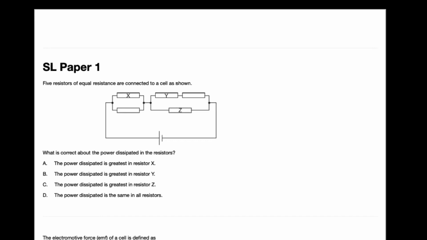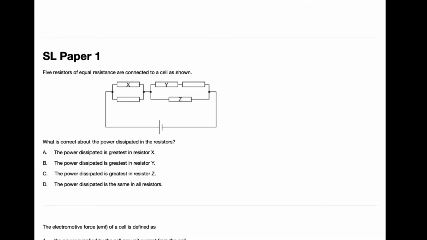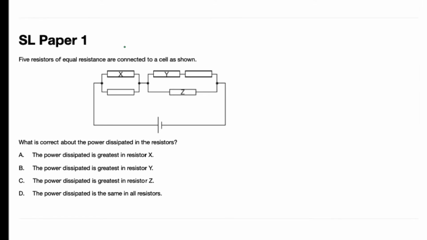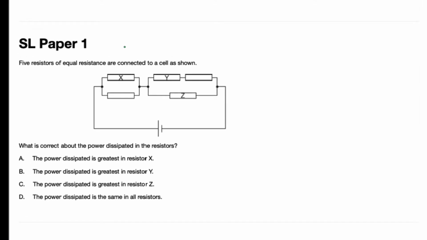In this video, we'll be focusing on solving an IB physics problem about electricity and magnetism. So this is for a Physics SL Paper 1 problem. What is correct about the power dissipated in the resistors? Which resistor dissipates the greatest power in the circuit?